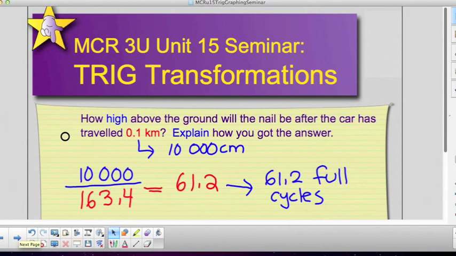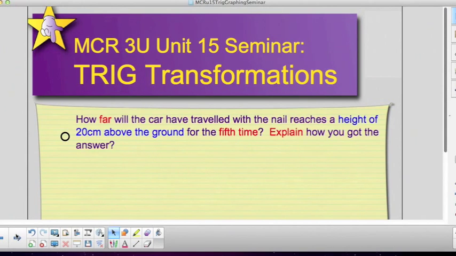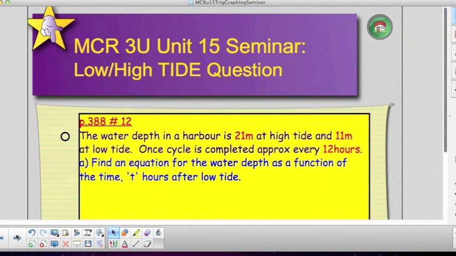Okay. To save some time, I want to go on to the next question, which again you don't have to copy down. Just make a note that this is page 388, number 12 in your unit guide. I'm not sure if it's a 14 guide or a 15 guide, but it's one of those questions students had a lot of difficulty with.